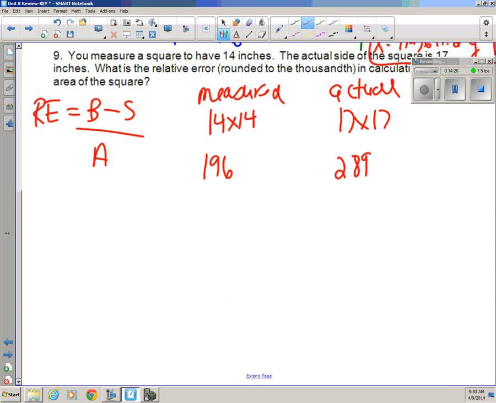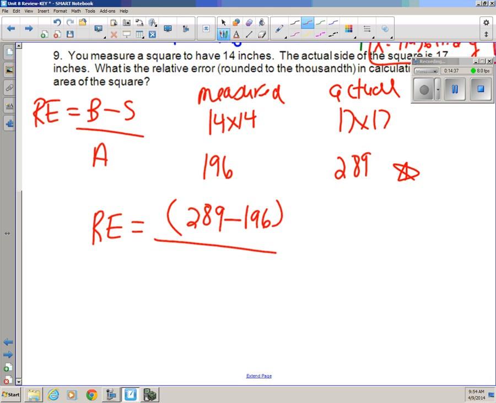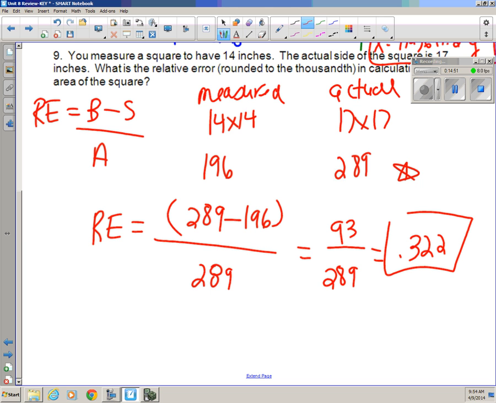When I start dealing with big minus small, I'm going to say relative error is going to be big, 289, minus small, but this is the actual. I'm going to divide it by 289. If you want to do it in the next step, it is 93 over 289, which ends up being 0.322. It wants it to the nearest thousandth. That's 3 places. 3 more to go.